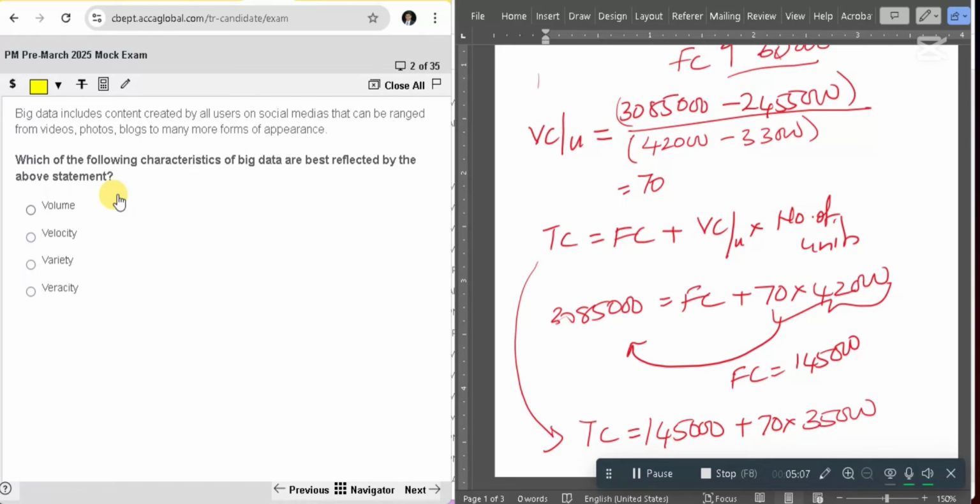Big data includes content created by all users on social media that can range from videos, photos, blogs to many more forms of appearance. Which of the following characteristics of big data are best reflected? This talks about different types, isn't it? Different types of information, videos, photos, blogs. I usually explain this with my example for big data, the posts that people post in Facebook. So what is the meaning of volume there? The amount, like how many posts, millions of users, what they are posting, that is volume. Velocity, every second, so many posts are coming into Facebook. So that is velocity. Variety, the types, different types of information. So this is about variety. Veracity means the reliability. Can we make decisions based on this information is veracity. So this particular information is about variety.